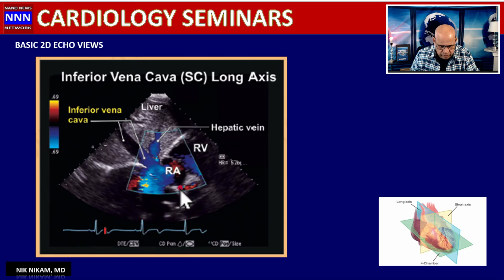Here we may also see some of these eustachian valves and Chiari network besides other structures. And here's the hepatic vein.